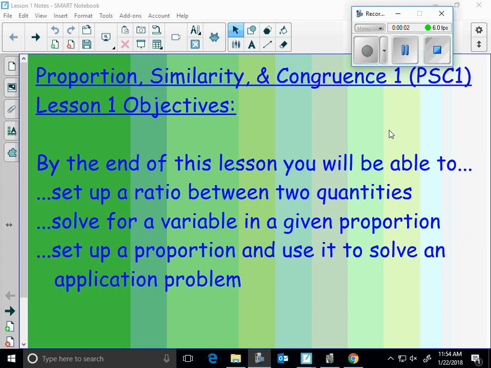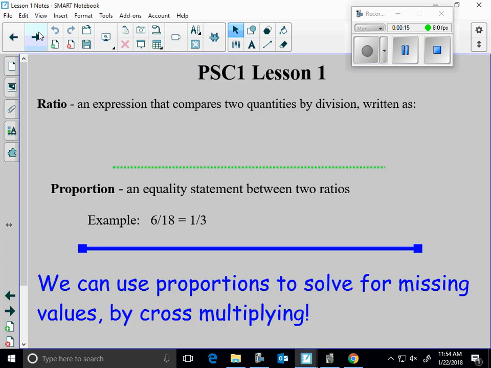All right, here we go. Proportion, similarity, congruence 1. PSC 1, lesson 1 objective. By the end of the lesson, you'll be able to set up some ratios and solve some proportions. It'll be sweet. Let's go.